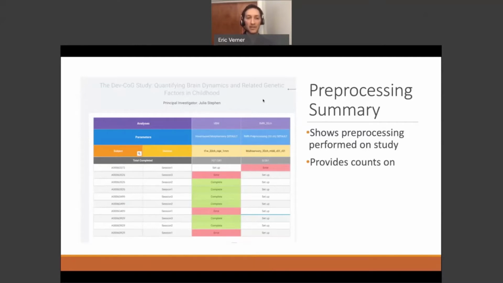And then below that, you're able to see the total number of sessions that have been completed. Each line below that gives you another subject and session. So you can see that, say for the top subject, that analysis has been set up but not run. The next one below had an error, and the one below that was completed. Then you can see the total number of completed, 107 out of 261.